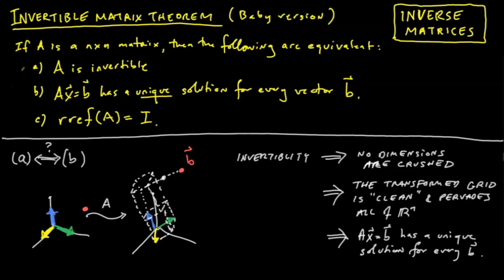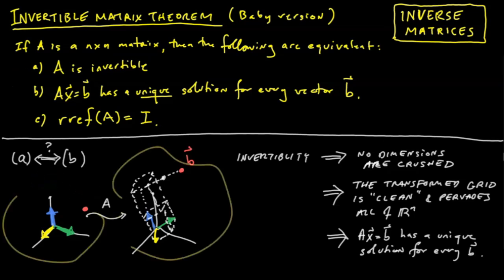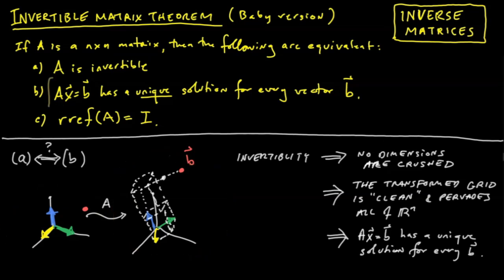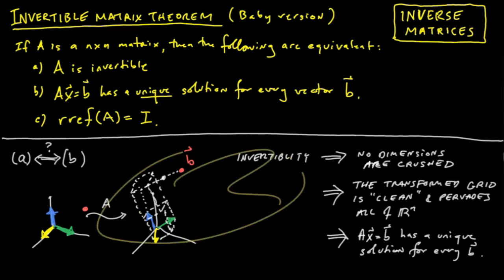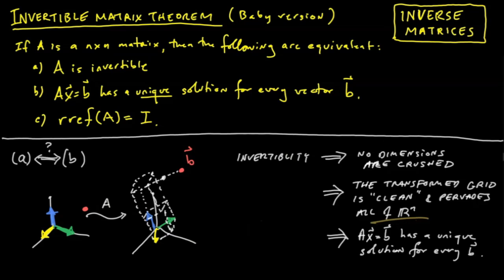B implies A, because if we have this matrix A that maps Rn to Rn, and we know that Ax equals b has a solution for every b, well, that means that the transformed grid has to pervade all of Rn. I mean, if it didn't, then there would be somewhere where some vector b could hide from A, where it wouldn't get hit by A, where it wouldn't be the image of anything from the input space. But that's not the case.